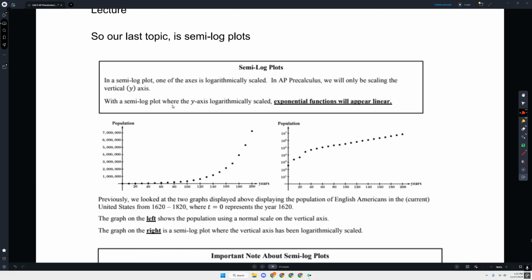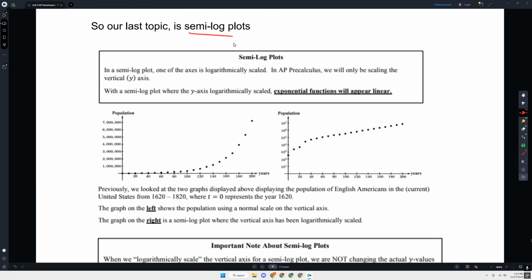So our last topic is semi-log plots. A semi-log plot is when one of the axes is logarithmically scaled, and AP Precalc will be only doing the y-axis. When a semi-log plot has the y-axis logarithmically scaled, exponential functions will appear linear.